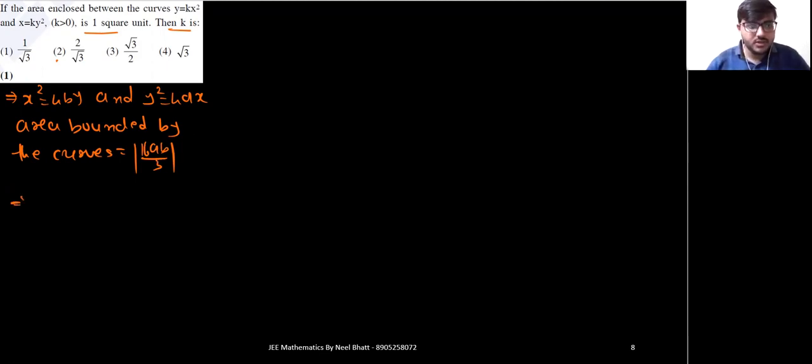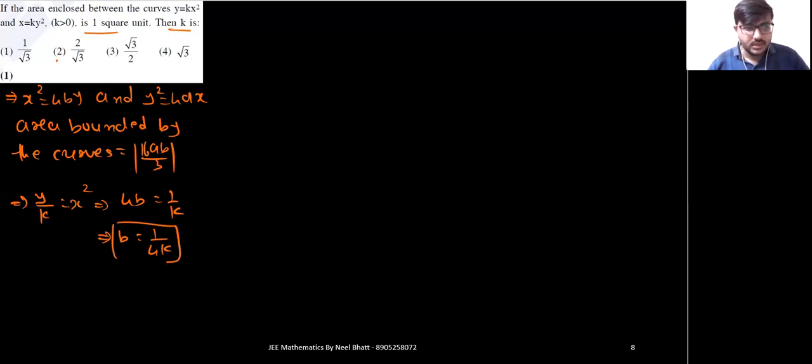So now what is given to us? We have given that y by k equals x square. So 4b equals 1 by k, so b equals 1 by 4k. And x by k equals y square, so 4a equals 1 by k, so a equals 1 by 4k.